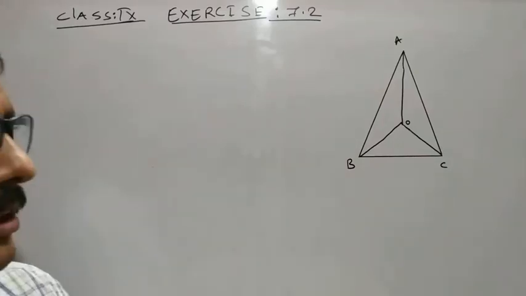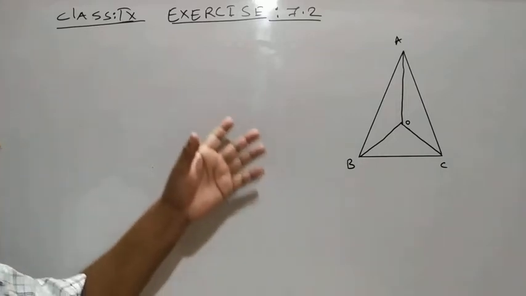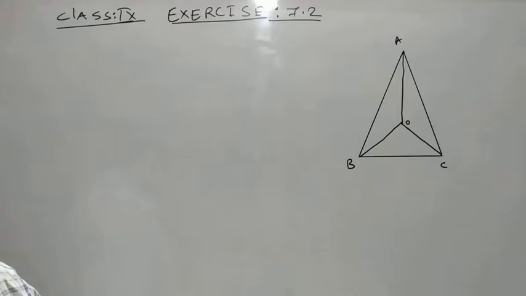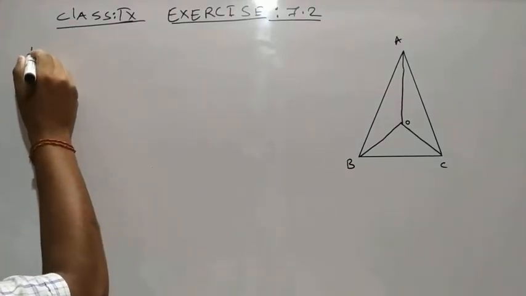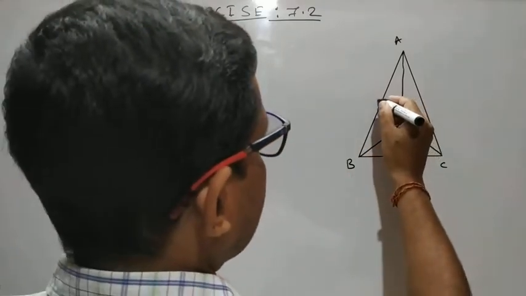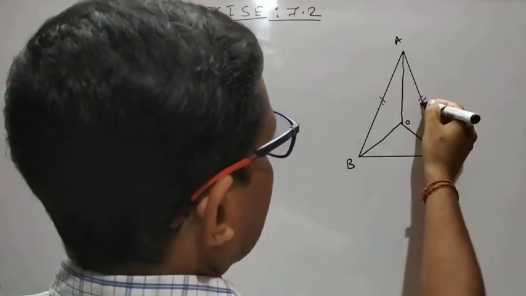Okay. Good morning, children. Today we are going to discuss exercise 7.2 of class 9. Question number 1. In question number 1 it is given that ABC is an isosceles triangle with AB equal to AC.